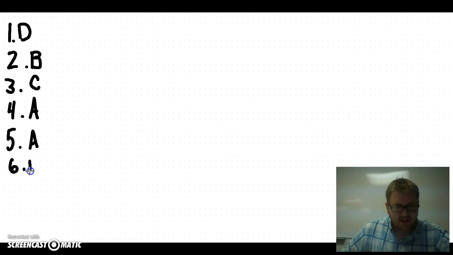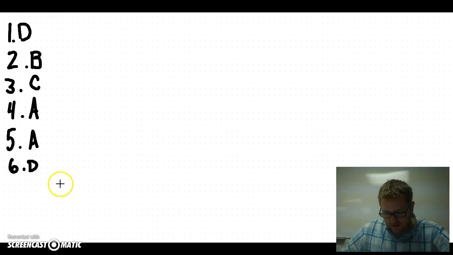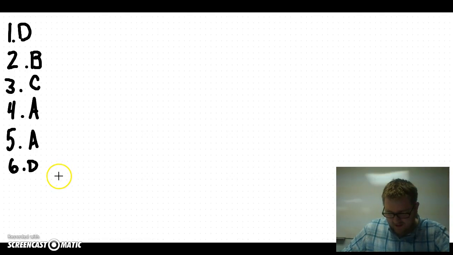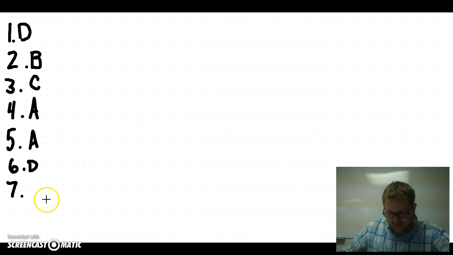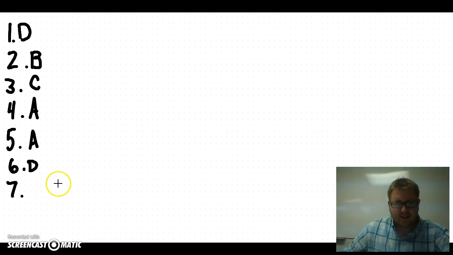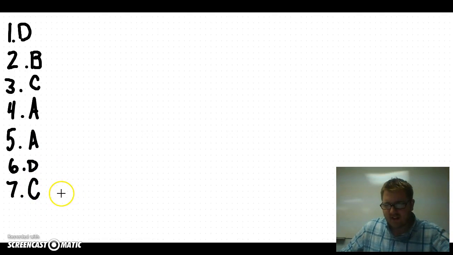Number 6, your answer should be D. Measurements are always uncertain because instruments aren't precise. That's true. Measurements involve some estimation. That's also true. But of course, we know C is false because people do know how to use instruments. Number 7 is C. A measurement that is very close to the standard accepted value is said to be accurate. Remember our discussion of accuracy and precision.